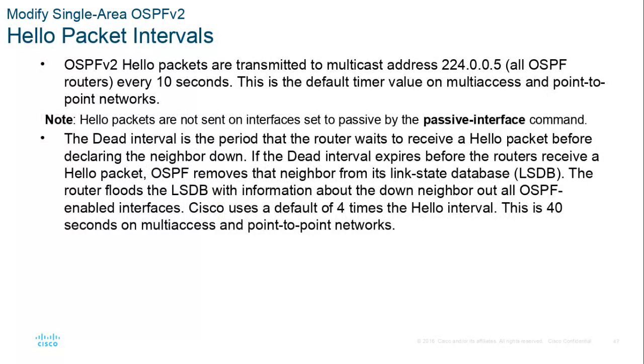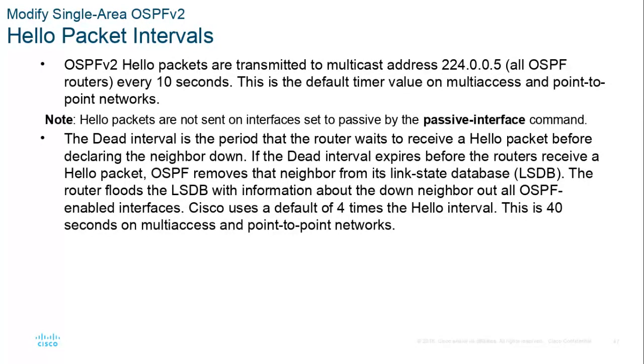Okay, how often are these hello packets sent out? In a multi-access network, every 10 seconds. Now remember, if I did that passive interface command on that Ethernet port that went out to my call center employees, there are no further routers in that direction. There's no need to send router update information out that link because there are no routers that way. It's just employee PCs. So every 10 seconds on all the enabled interfaces.